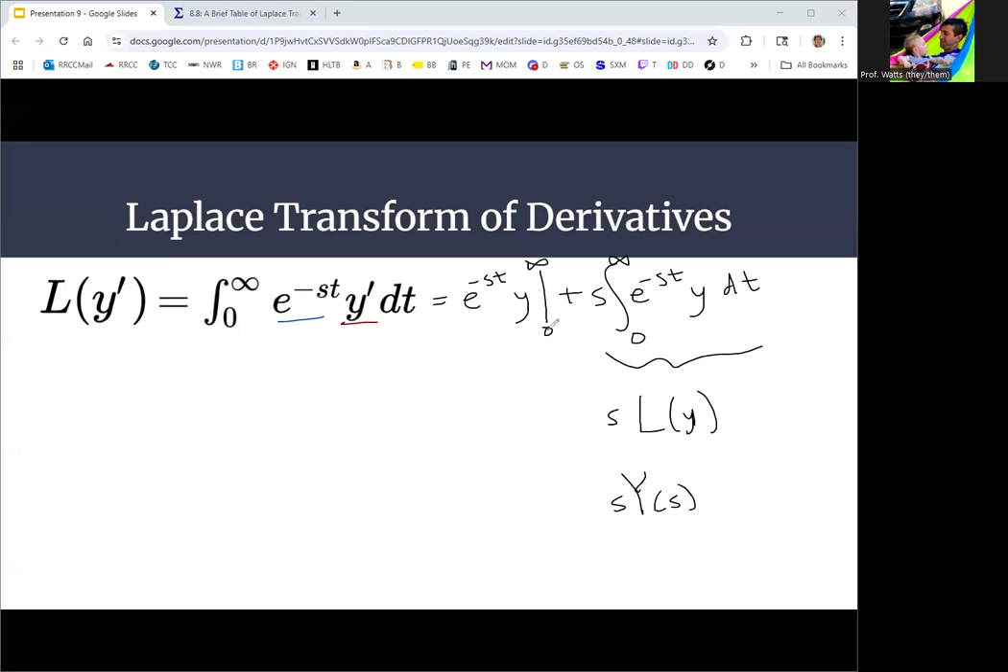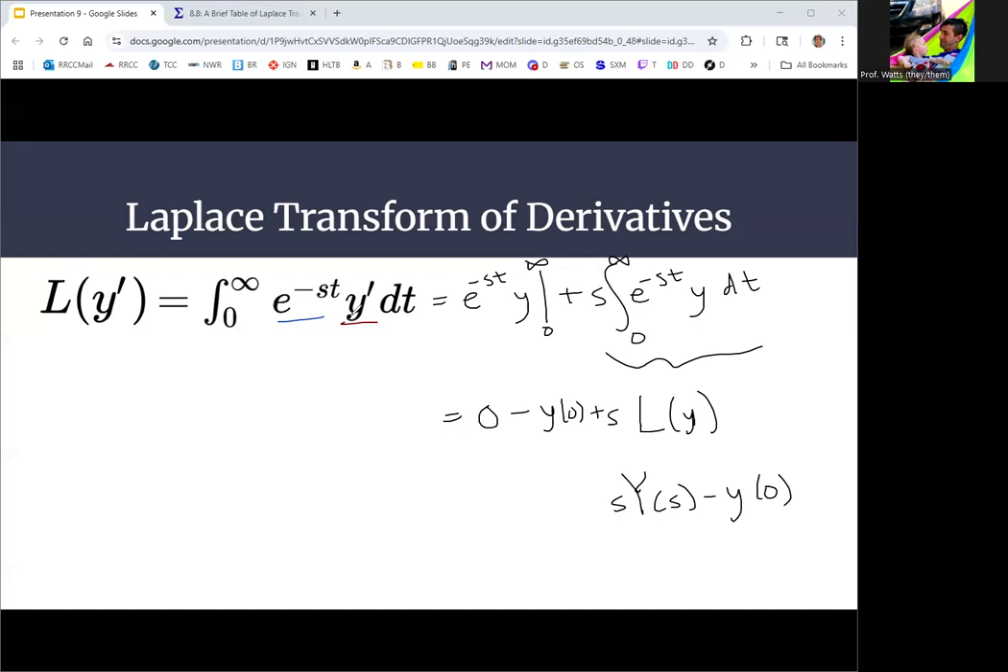Now, what about this first part? Well, if we evaluate the upper limit when t goes to infinity, then for any value of y, the exponential will go to 0. So you get 0 minus, and then when we evaluate at t equals 0, the exponential goes to 1, and y is evaluated at 0. And we usually write that y of 0 over here. So the Laplace transform of y prime is s times the Laplace transform of y minus the initial condition y of 0.